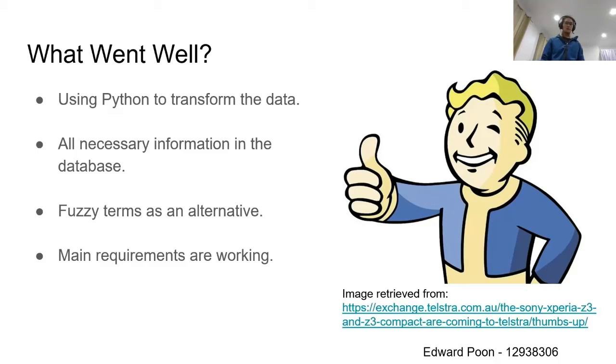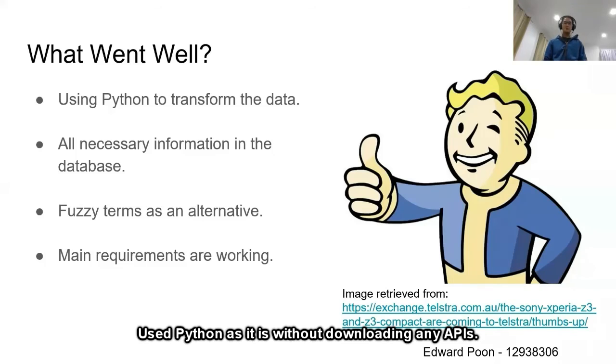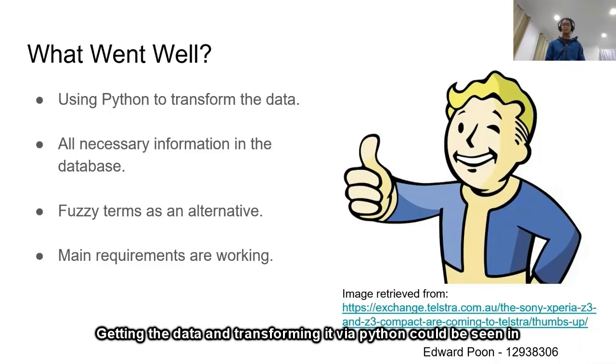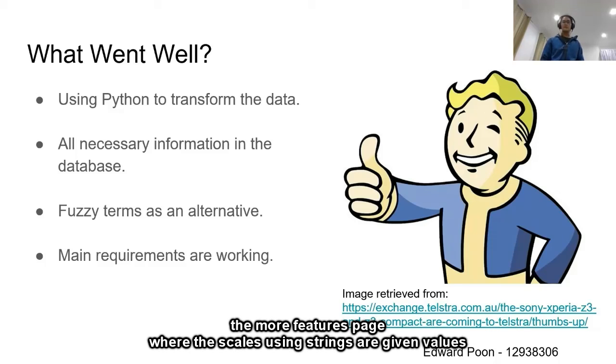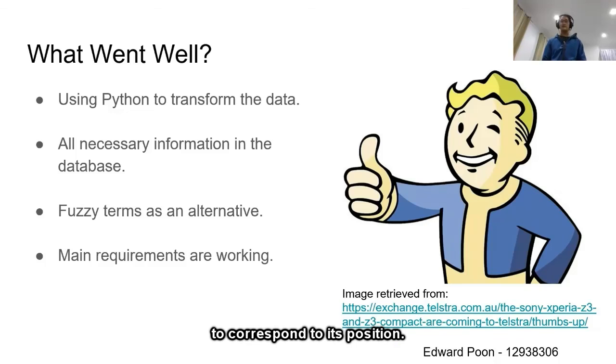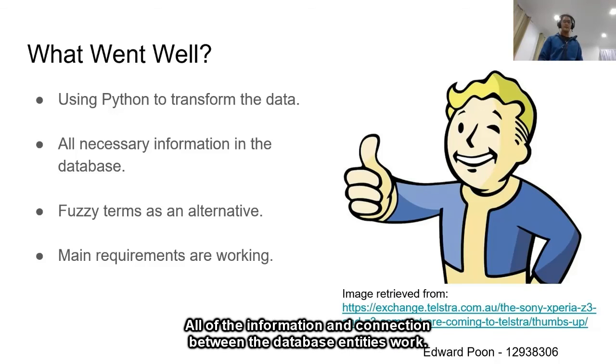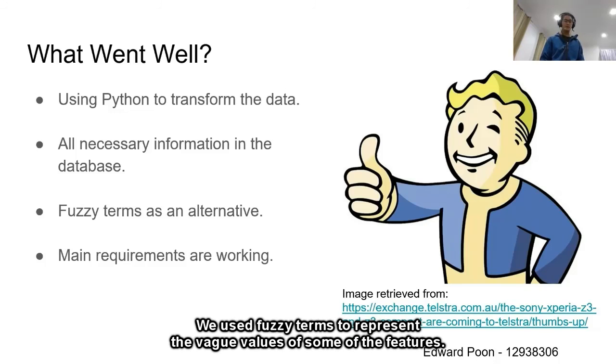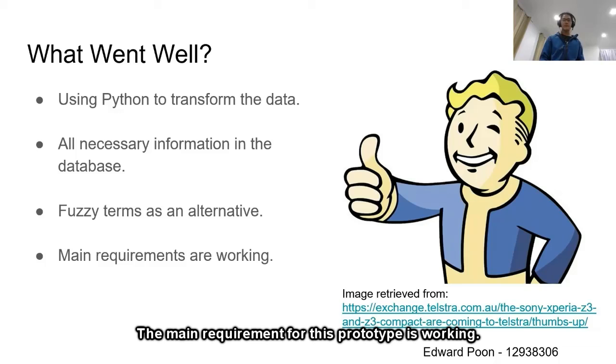So what went well in this project? We can use Python as it is without downloading any APIs. Getting the data and transforming it via Python could be seen in the More Features page, where the scales using strings are given values to correspond to their position. All of the information connections between the database entities work as well. We used fuzzy terms to represent the vague values of some features. And for the main requirements of this prototype, it is actually working.